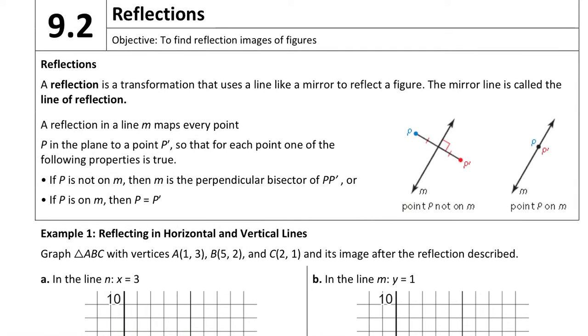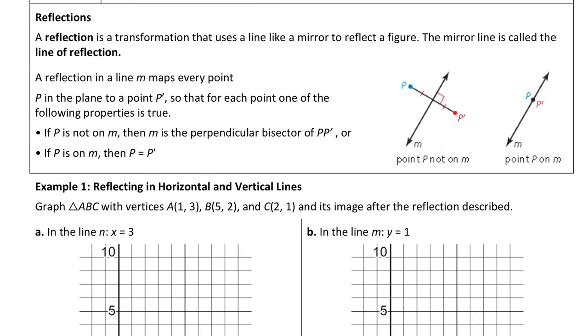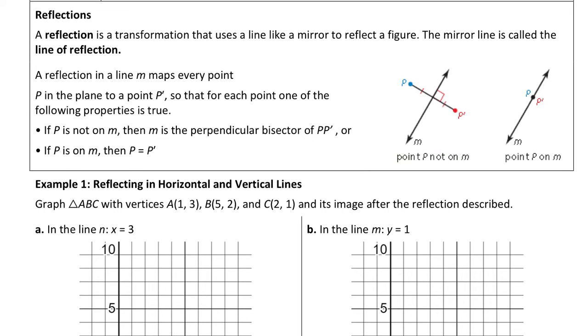Okay, so in lesson 9.2, we cover a new type of transformation called a reflection. And I'm going to jump right into the definition of a reflection. A reflection is a transformation that uses a line like a mirror to reflect a figure. The mirror line is called the line of reflection.